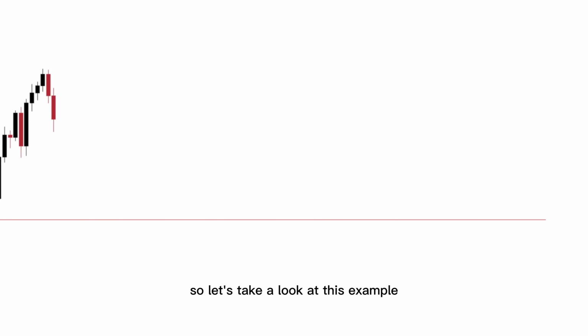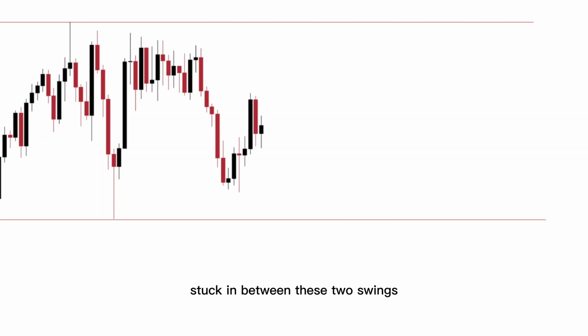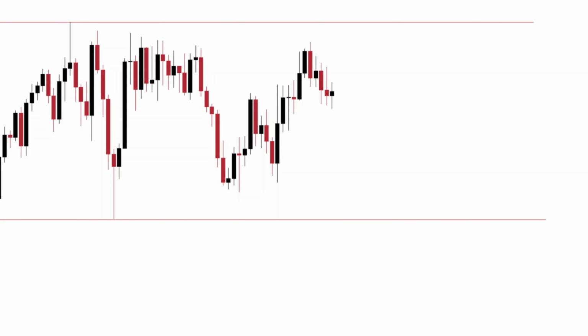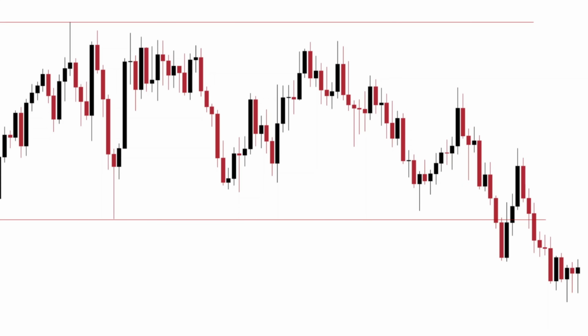So let's take a look at this example. You have your consolidation stuck in between these two swings. So what were the early signs that this was a consolidation? Look at your initial two swings and look at the first rejection from your extremes. Should be here and here.